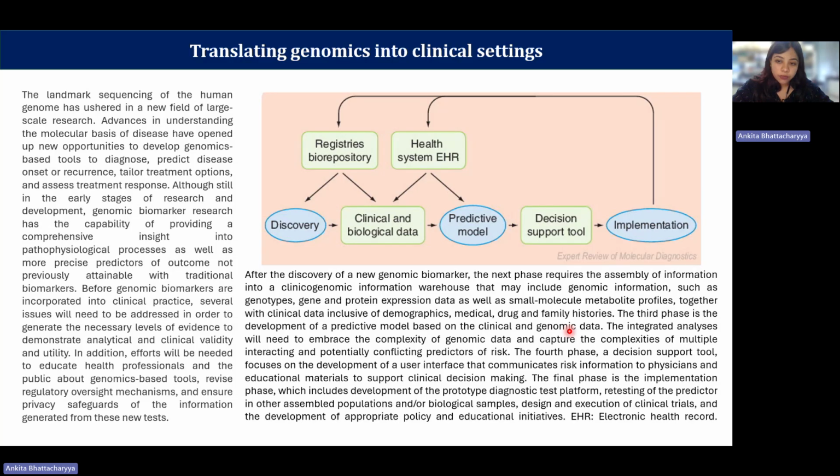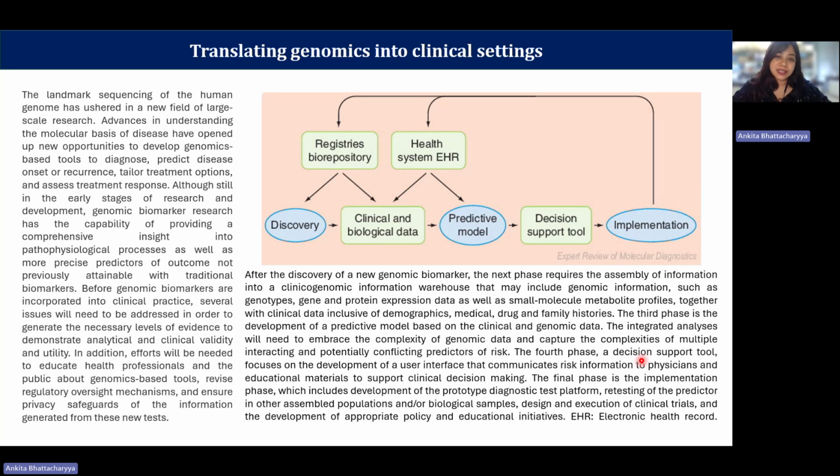predictors. The fourth phase, which is a decision support tool, focuses on the development of a user interface that communicates risk information to physicians and educational materials to support clinical decision making. So the final phase is the implementation phase, which includes development of the prototype diagnostic test platform, retesting of the predictor in other assembled populations. So yeah, that comes much later. So to ensure that whatever results you've gotten is not because of a population bias or because of any other bias for that reason.